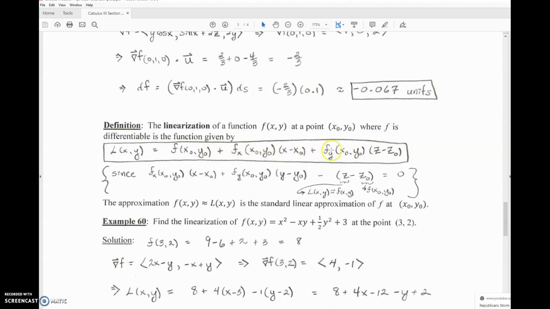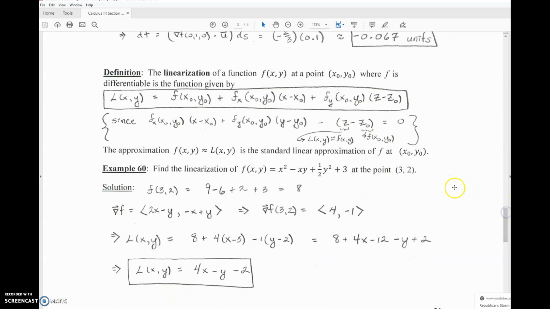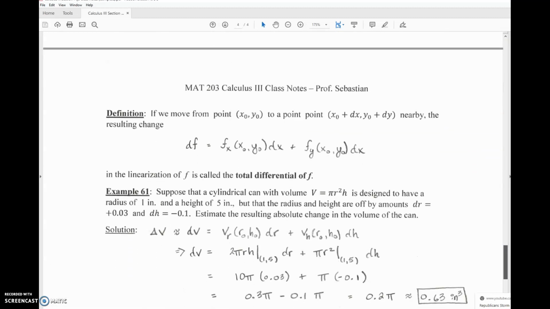By the way, this should be y minus y naught. I'm very sorry about that. I just noticed that. This should be y minus y naught right here. Okay, fix that.